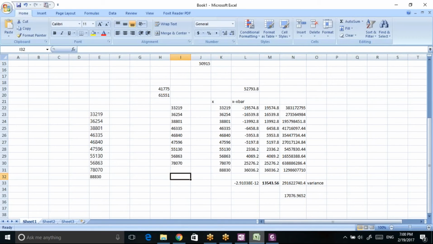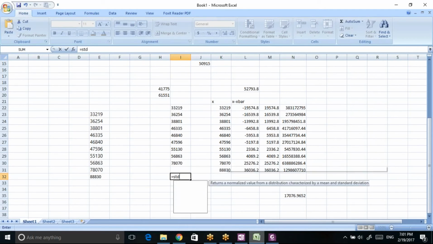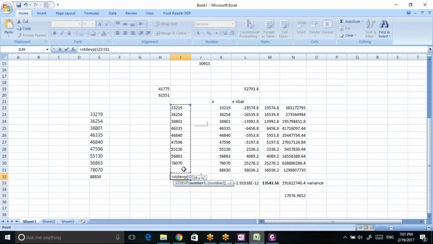Now let's do one thing. In Excel we have directly a formula to calculate standard deviation. So instead of doing all this, we can straight away use STDEV followed by a P. P stands for population. I will explain why I am using this. Then brackets, select the data you have, close the bracket and press enter.